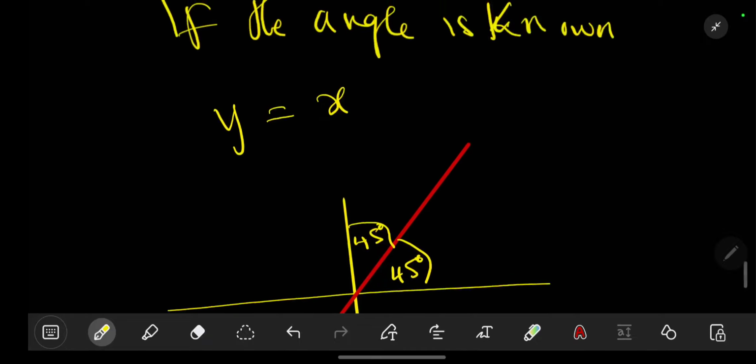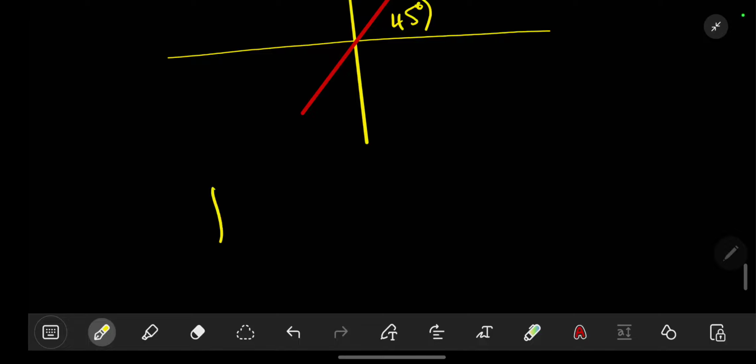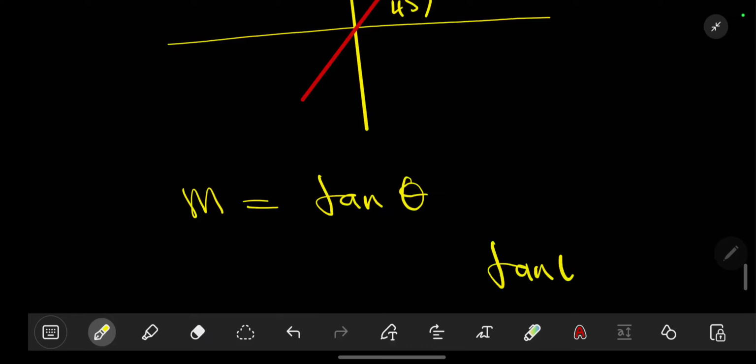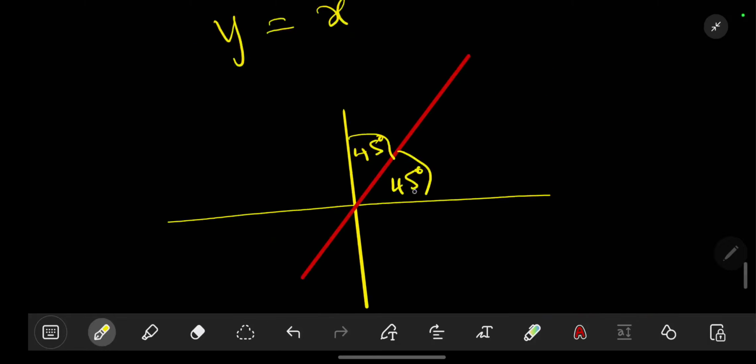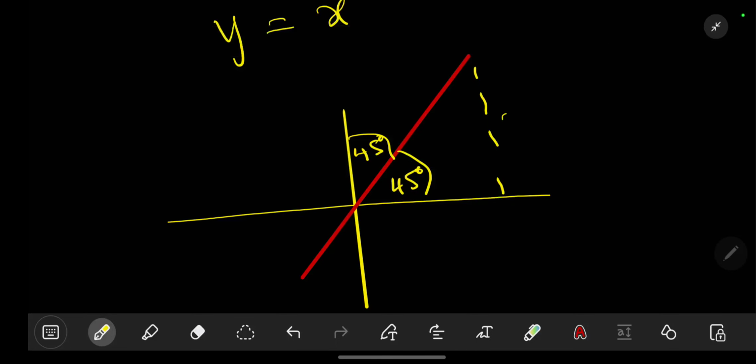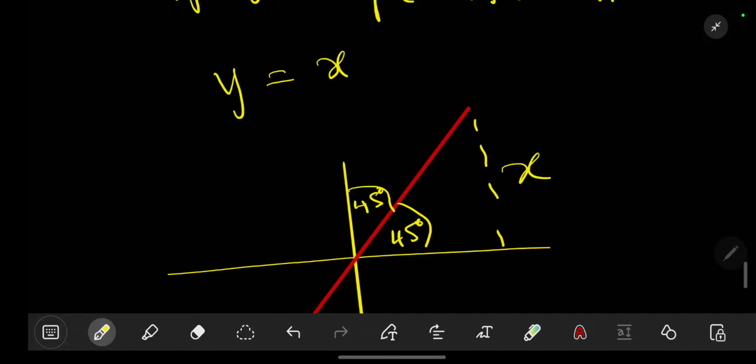If you want to find the gradient of this line, you're just going to say the gradient, if the angle is known, is equal to tan of theta. Why tan? Because if you recall, tan theta is equal to opposite over adjacent. But what is the opposite in terms of this? The opposite is the y in this case, since y is going up. So the opposite is y, the adjacent is x.